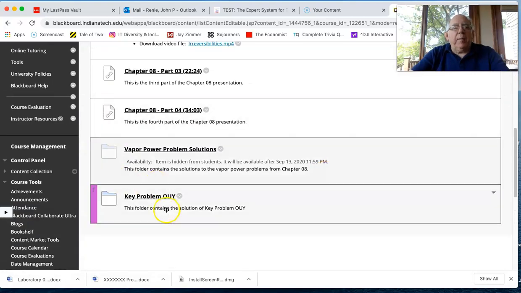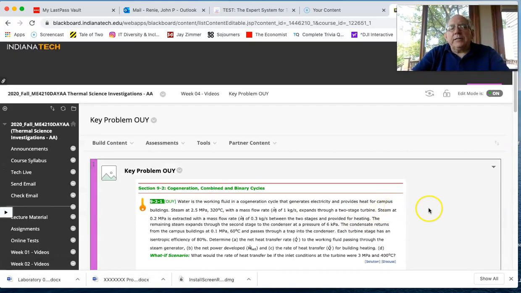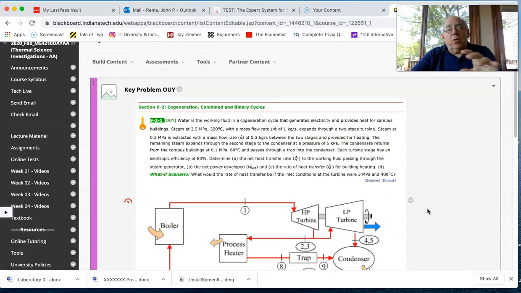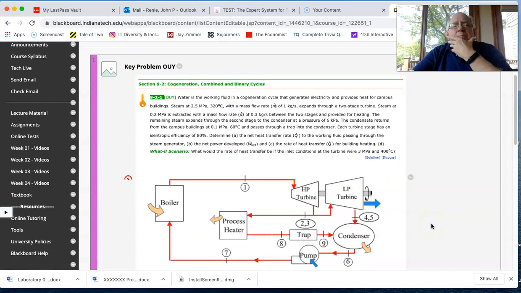Down here, it's key problem OUY, and I passed out the statement of this particular problem in the class on Tuesday. This problem had 2 stages of turbine expansion. Both of the stages of turbine expansion were 80% isentropic efficiency, and so we have to make sure that we know how to handle the isentropic efficiency.